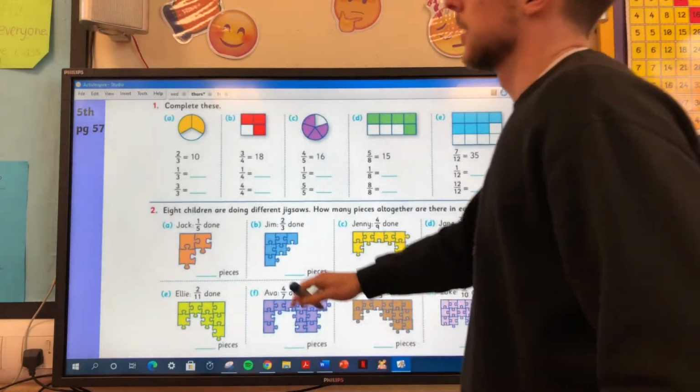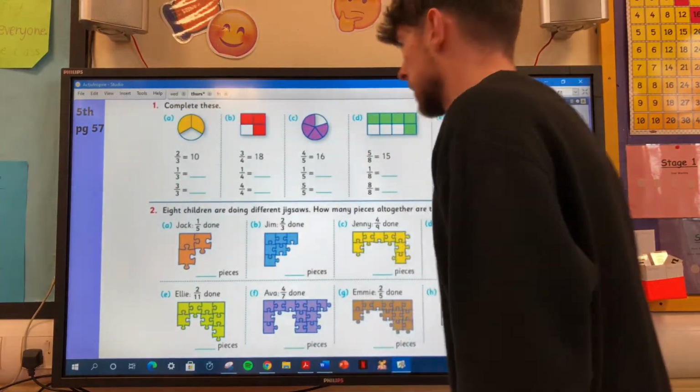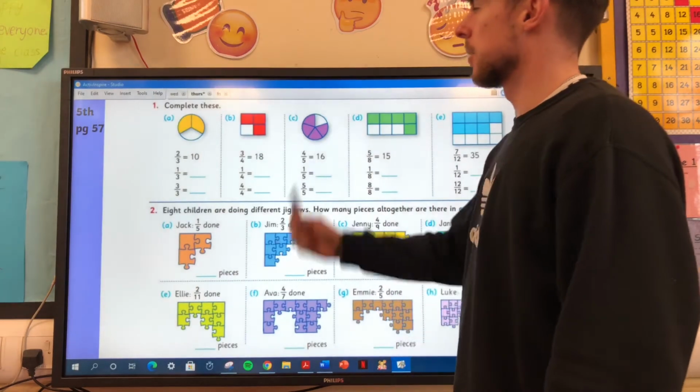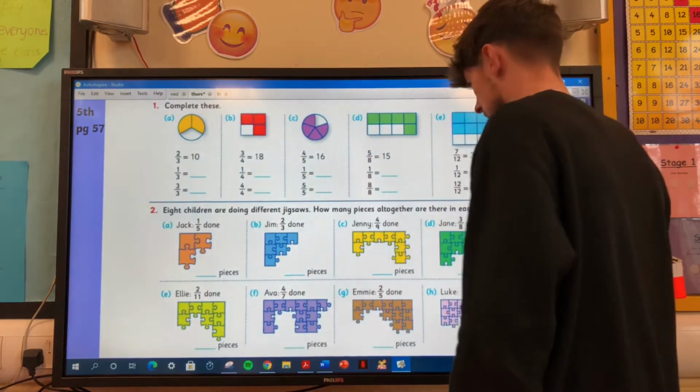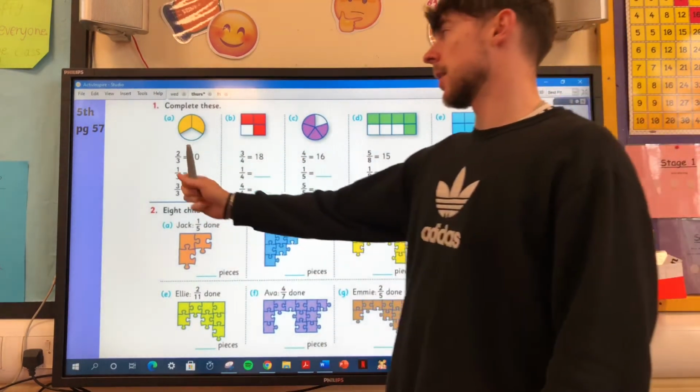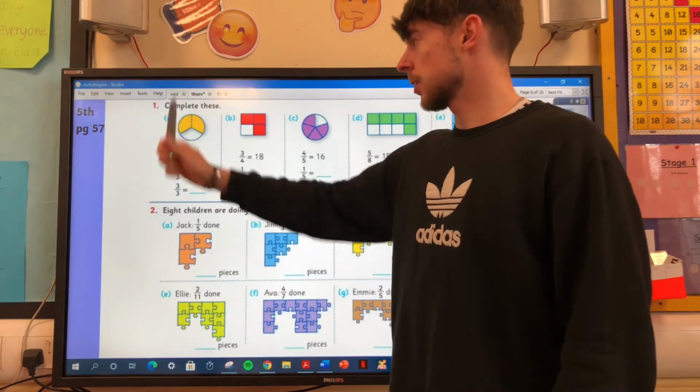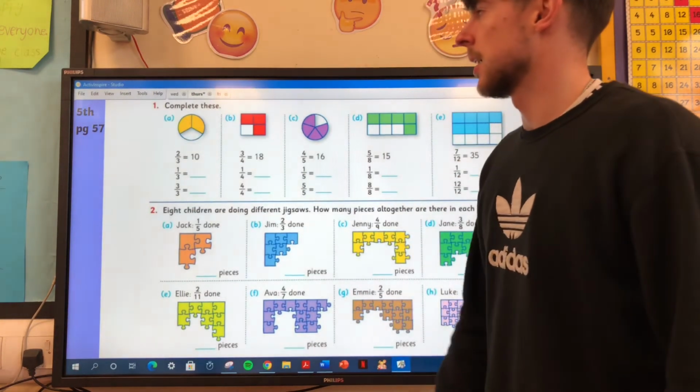Fifth class, page 57 of Basic Maths. Okay, so we have these coloured shapes. There's a fraction of each shape coloured. So for example here, it's 2/3. So 2/3 are coloured in, it's equal to 10.